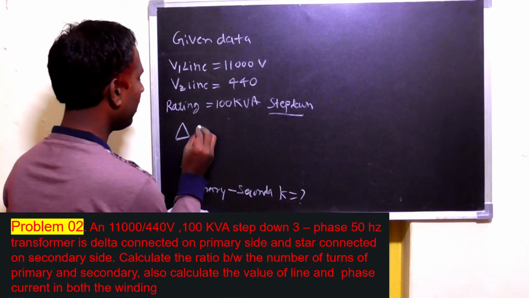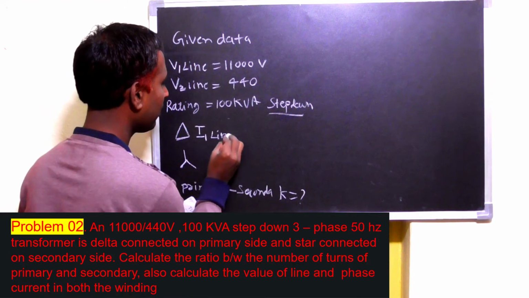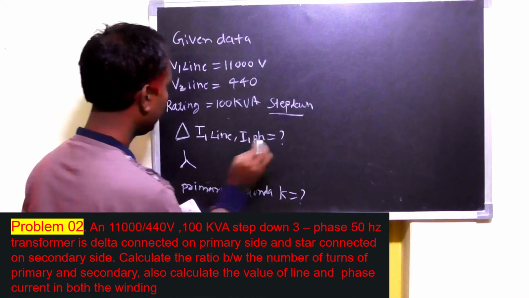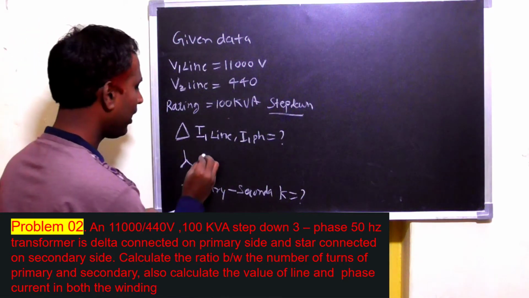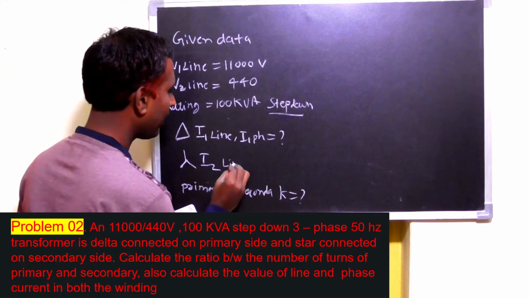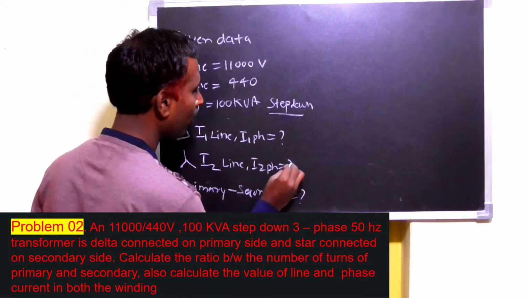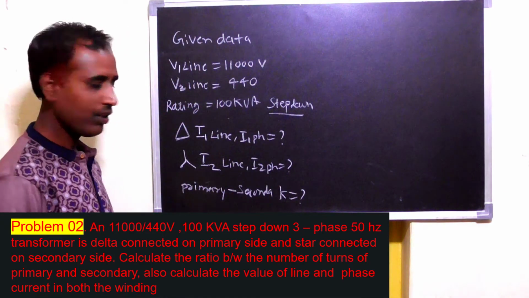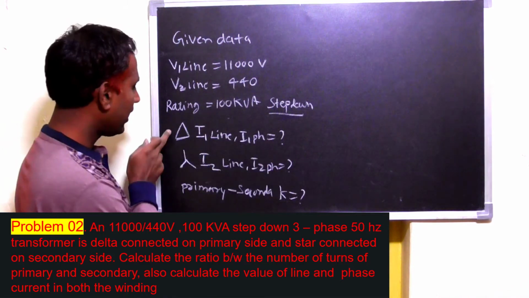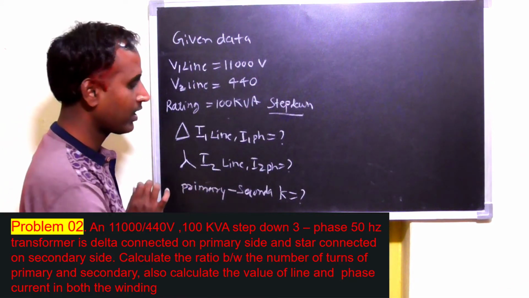Here, I1 line current equals how much, and I1 phase current equals how much in the delta connection. Same here, I2 means star. I2 line current equals how much? I2 phase current equals how much? Okay friends, we have to find I1 line and phase values in delta connection, and I2 line and phase values in star connection.